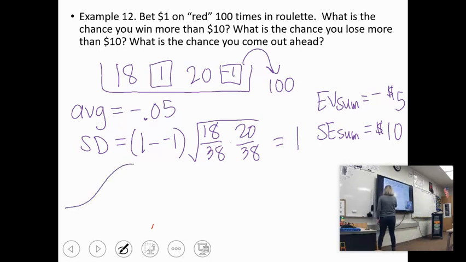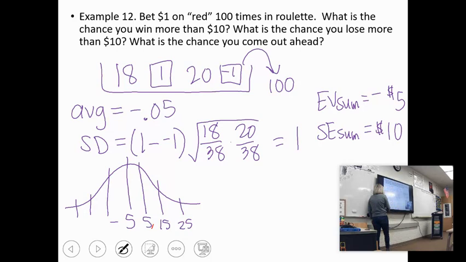Because if I draw a normal curve to represent this, we expect to lose $5, give or take 10, right? So then this SD, -5 plus 10 would be +5. This would be 15. This would be 25, right? Then I just go on from there. And I'm wanting the chance I win more than 10. So it'd be like here and above. That's what I'm trying to find.